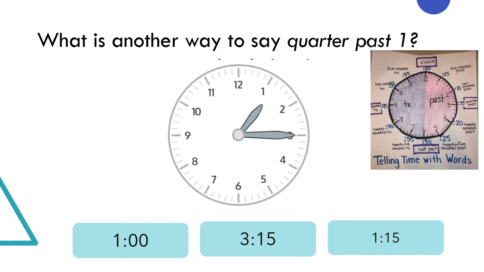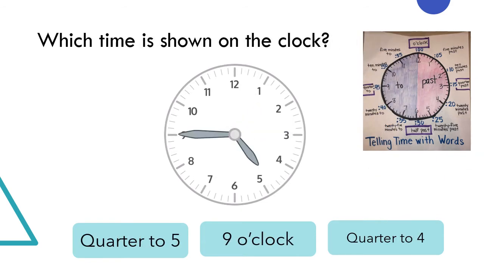What is another way to say 1:15? Is it 1, 3:15, 1:15? It is 1:15. Which time is shown on the clock now?